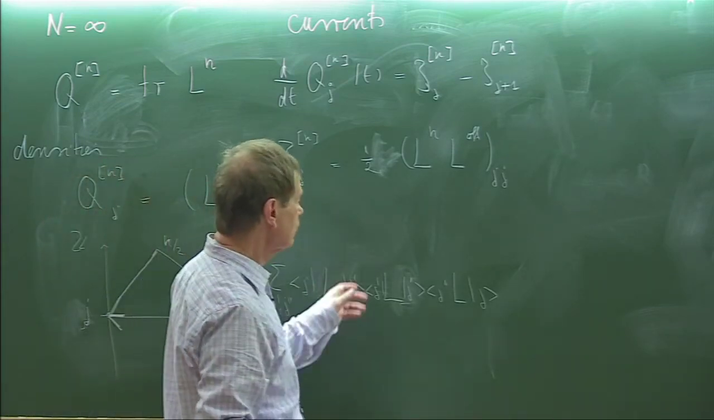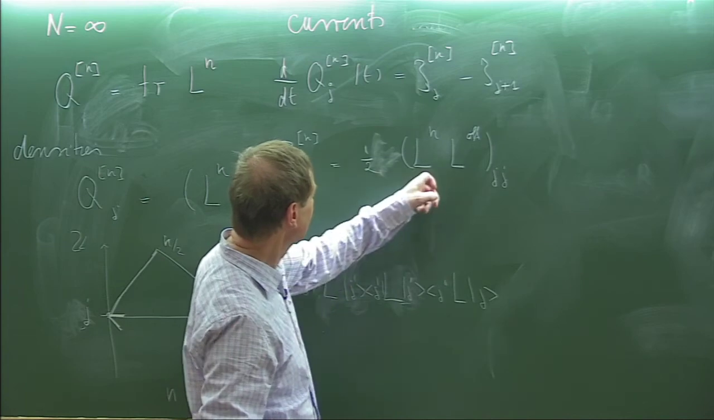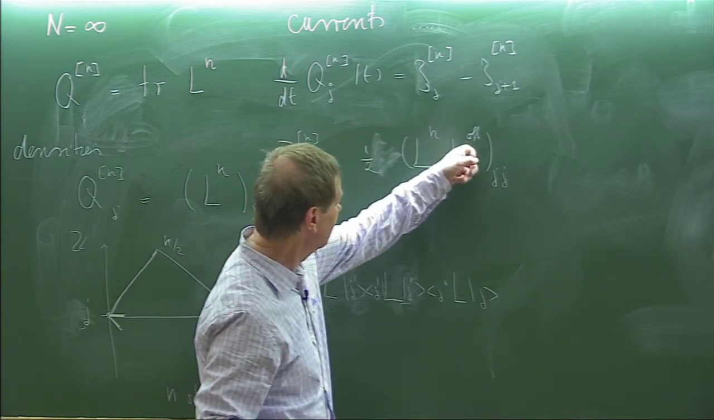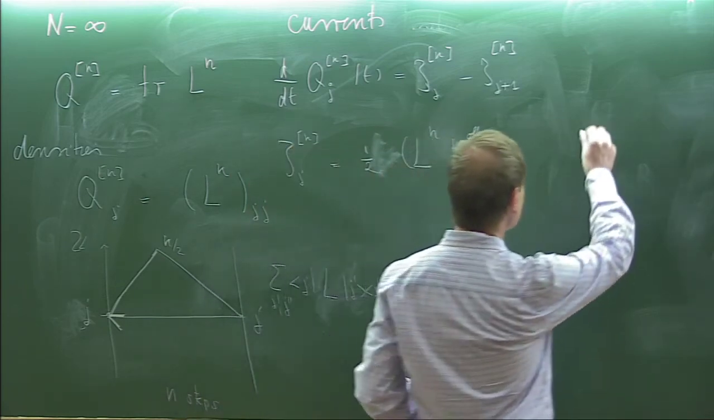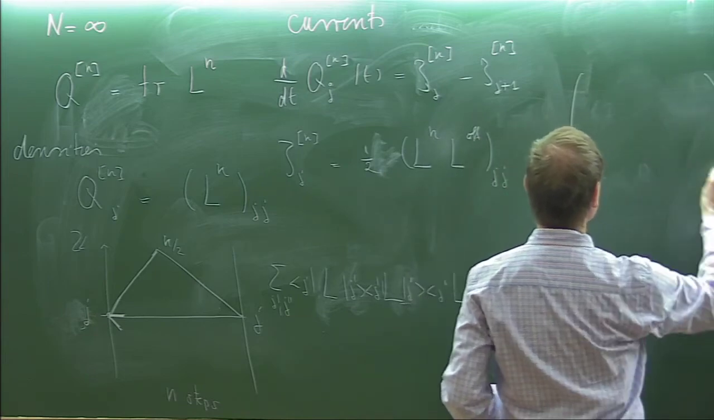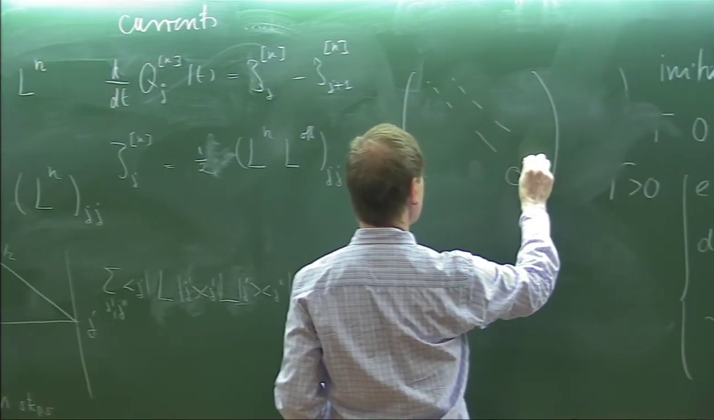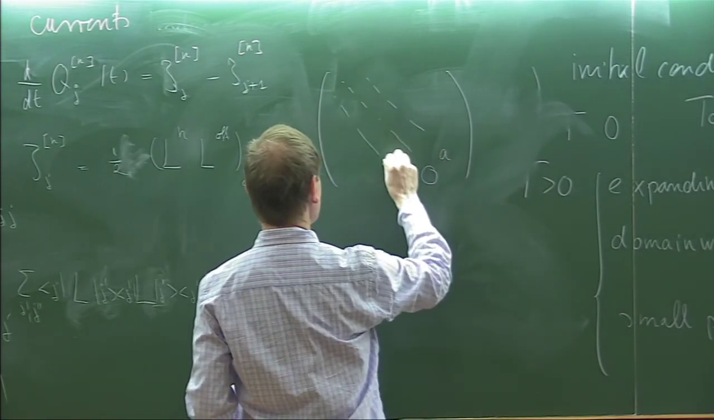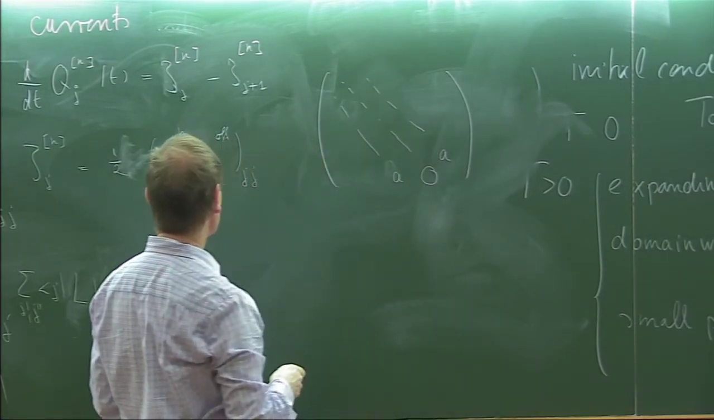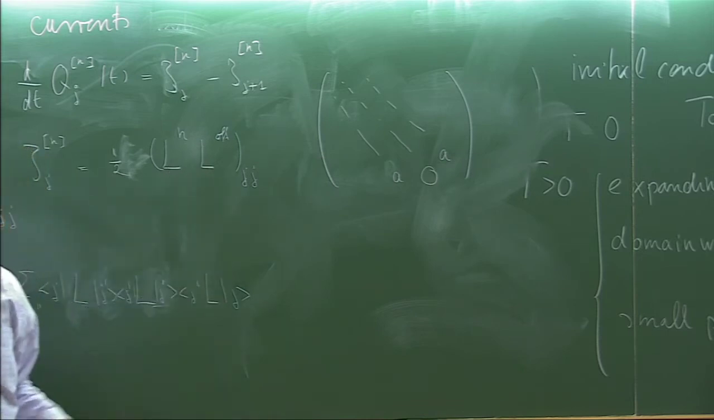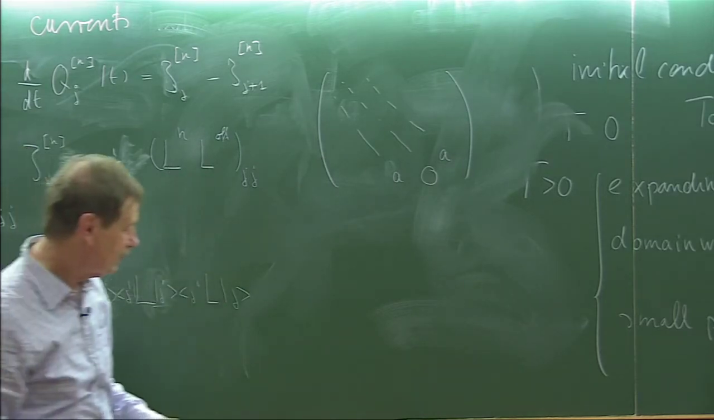Okay, so I was interrupted by questions. This is L to the power n, and here comes the L off-diagonal, which I have not explained. The L off-diagonal simply means that I take again a matrix with 0 along the diagonal, and has a along this one, and has a along this one. This is the off-diagonal piece of L. That's the expression.